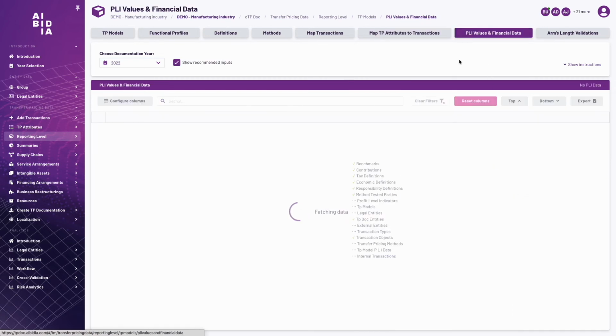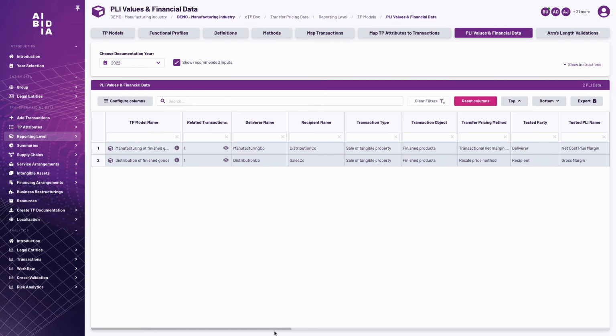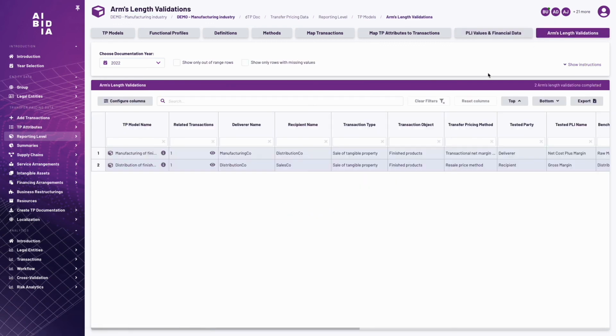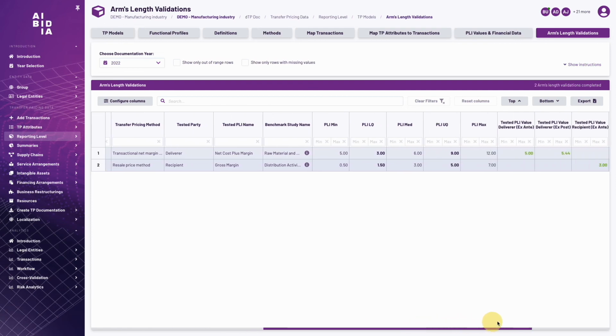By this, you let the application know which benchmarks are relevant for price setting or price testing. Next, indicate profit level indicators. These can be ex ante or ex post results. And, in the end, validate the arm's length nature of transactions, ensuring the prices are in line with transfer pricing methodologies.